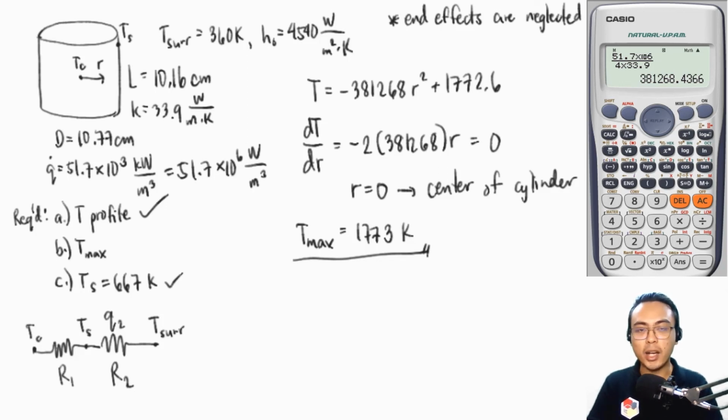So we now know that the maximum temperature exists at the middle of the cylinder and it is at 1773 Kelvin. If we go back to our equivalent resistance diagram, you can now see the flow of energy. It starts at the center of the cylinder, that is at 1773 Kelvin, and then you go through conductive resistance, which is the cylinder itself. So the temperature goes down to 667 Kelvin at the surface, and then you go through another resistance, which is via convection, such that the surrounding temperature remains at 360 Kelvin. You now see that the flow of energy is from the center of the cylinder up to the outside surroundings.